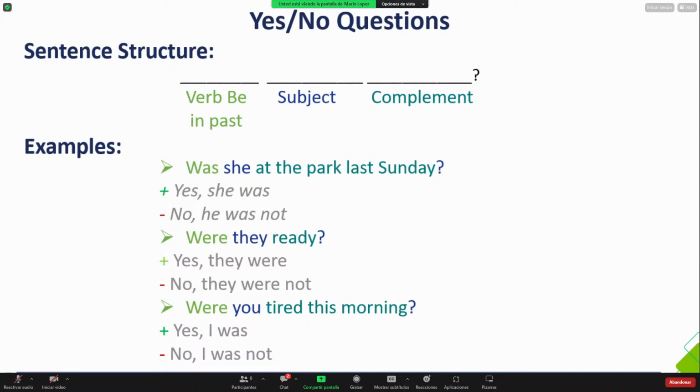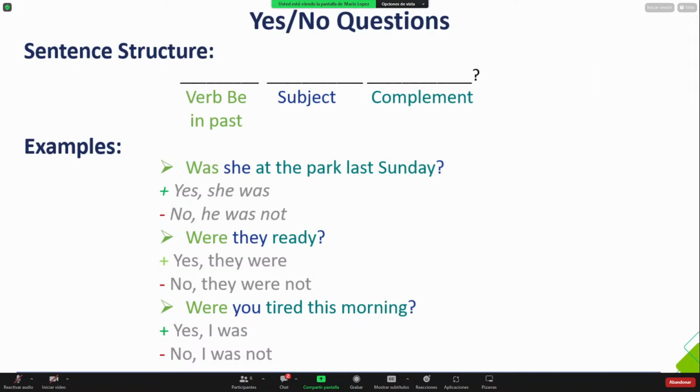When the question is with you, the answer is with I. Cuando la pregunta es con you, la respuesta es con I. So, were you tired this morning? Yes, I was. No, I was not. Positive answer, yes, I was. Negative answer, no, I was not.